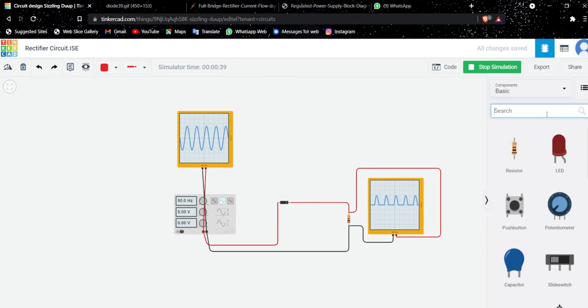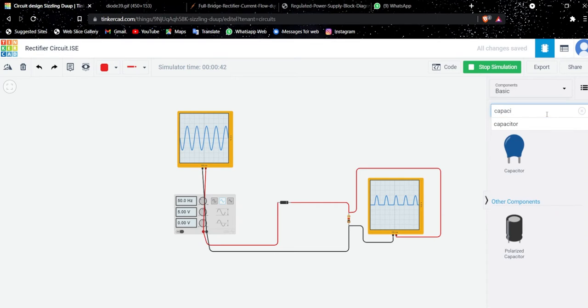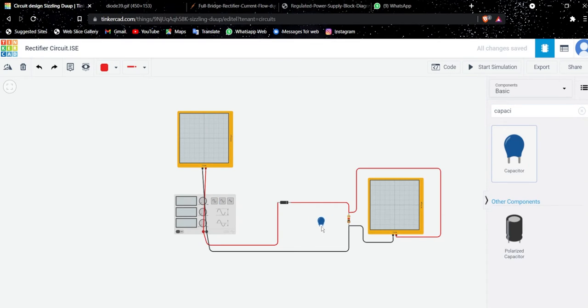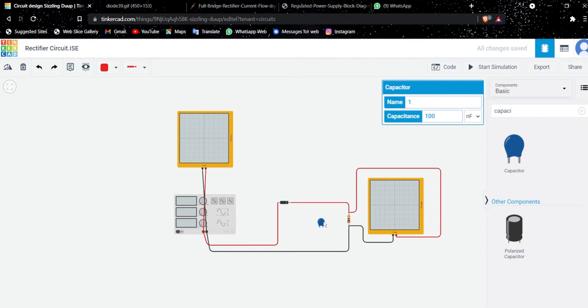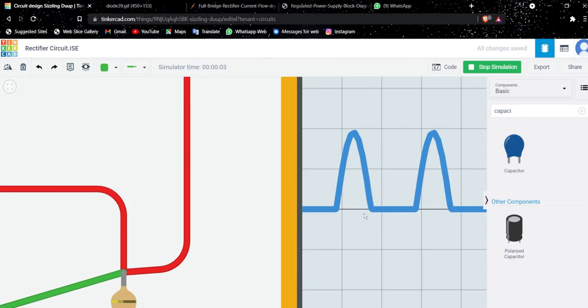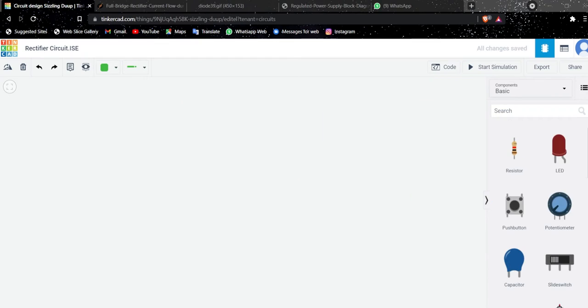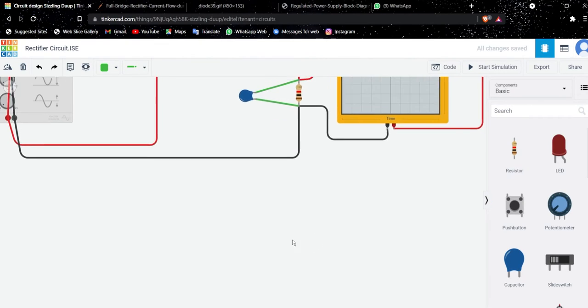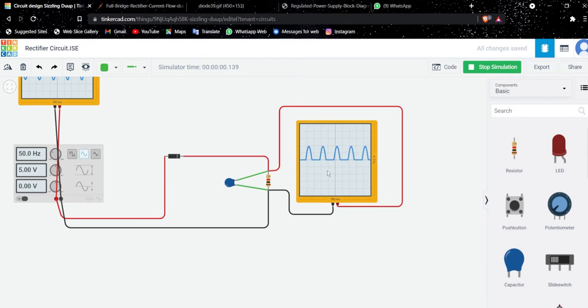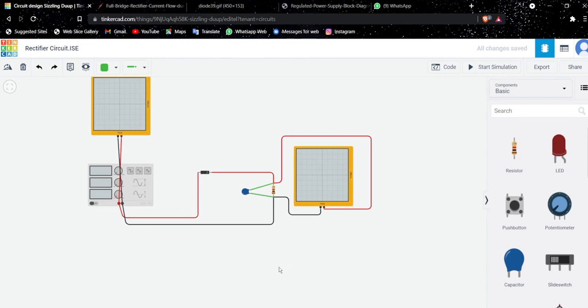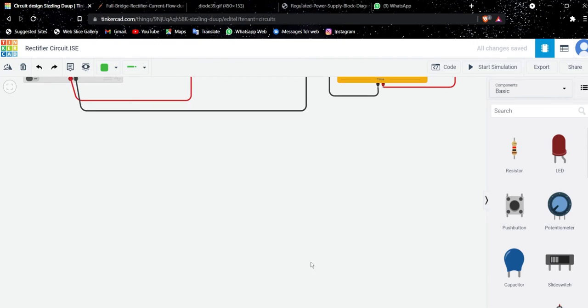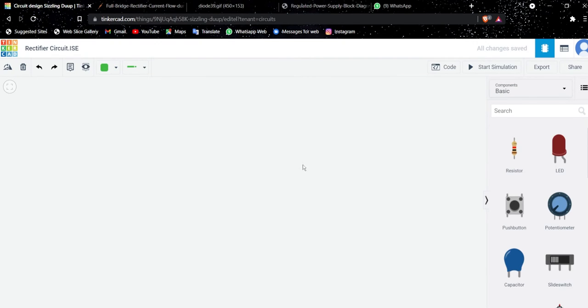Also, we can connect one capacitor to smoothen the output, or to reduce the ripples between these. Ripples are reduced due to this capacitor. As you can see, though only half wave is present in the simulation, we can't use it in a power supply, as we want consistent output in a power supply. So we will construct another rectification circuit, that is the full wave bridge rectification circuit, which gives the consistent output.